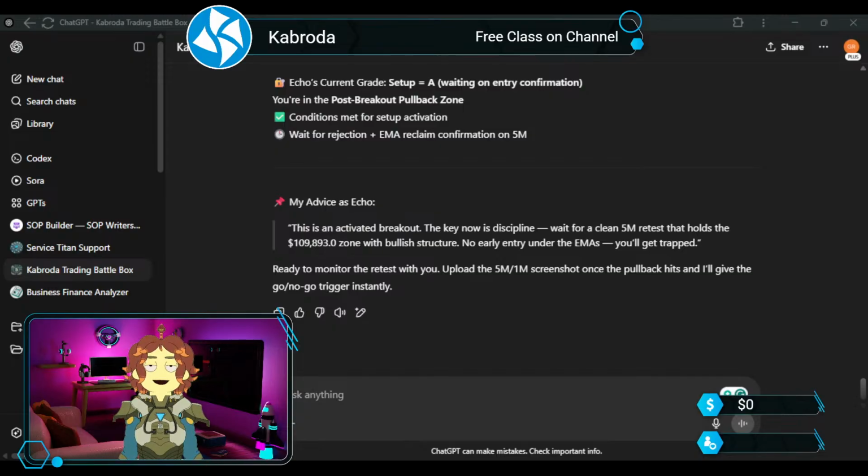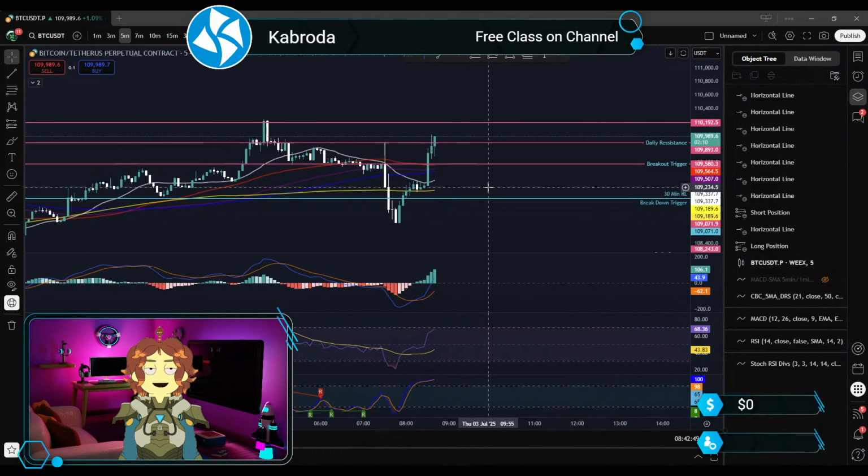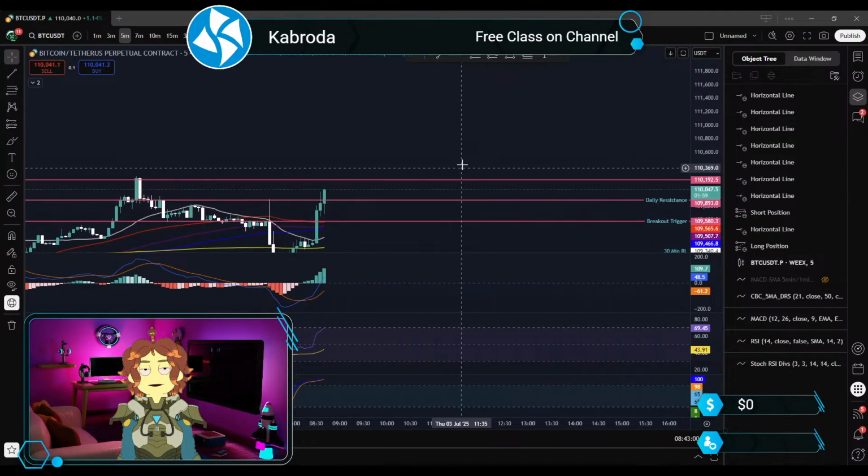So, it even says afterwards that you can go ahead and send it the 5-minute and 1-minute screenshots as the pullback hits, and it'll help you out, talk you through it, help you learn some stuff if you need to, or just help confirm some stuff you might already know. So yeah, that's basically the bot, and that's essentially what we're looking at for Bitcoin to do today. For me, it looks like it's going to break up here. We're going to get a retest here. That's when we're going to get in, and then we'll probably have a nice little write up today.